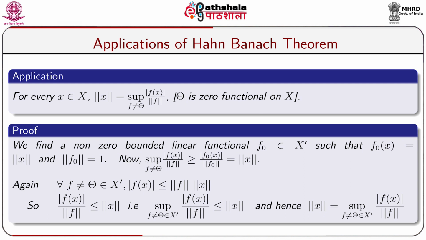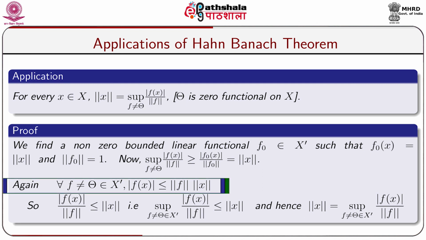Now, calculate. The supremum taken over all non-zero bounded linear functionals of modulus of f(x) by norm of f is greater or equal to modulus of f naught x divided by norm of f naught, because f naught is assumed to be a non-zero bounded linear functional. So, it is equal to norm of x, because f naught x is equal to norm of x is considered.